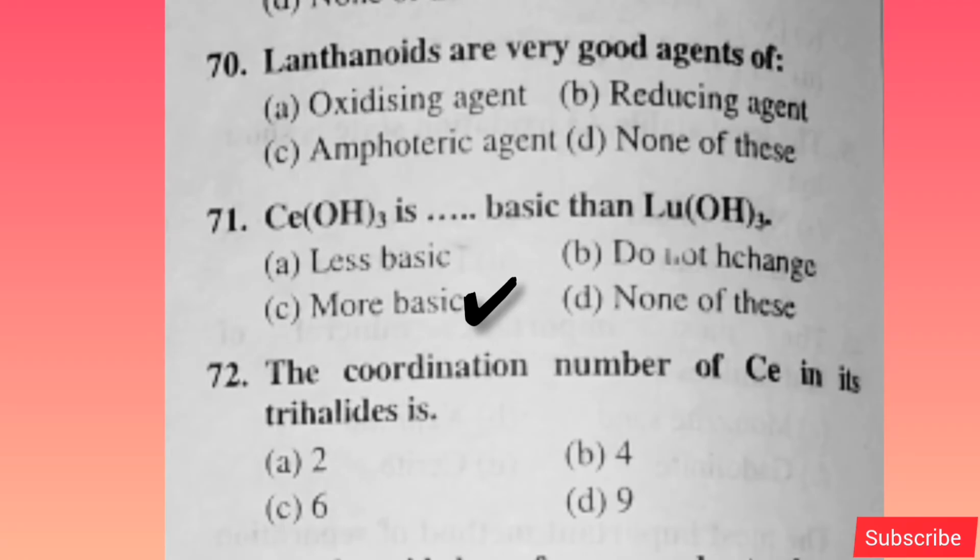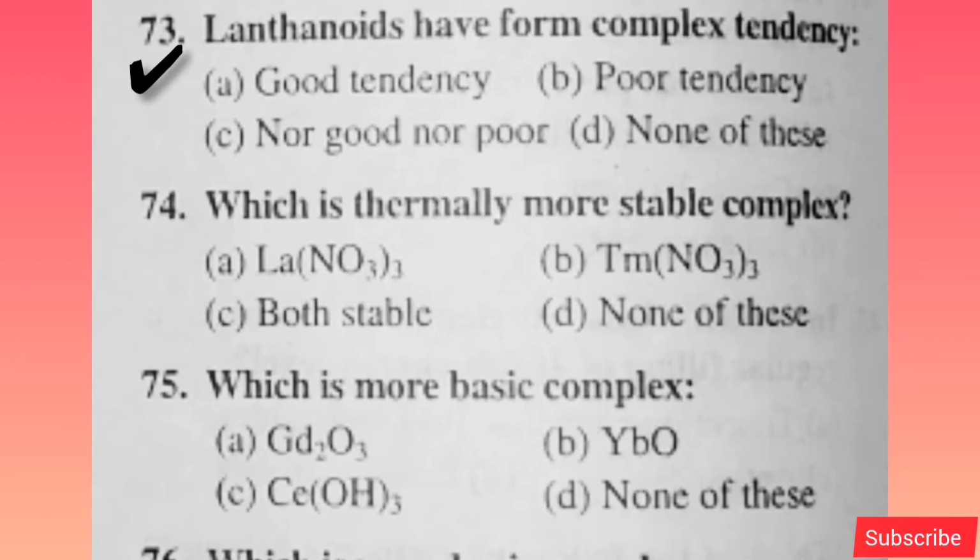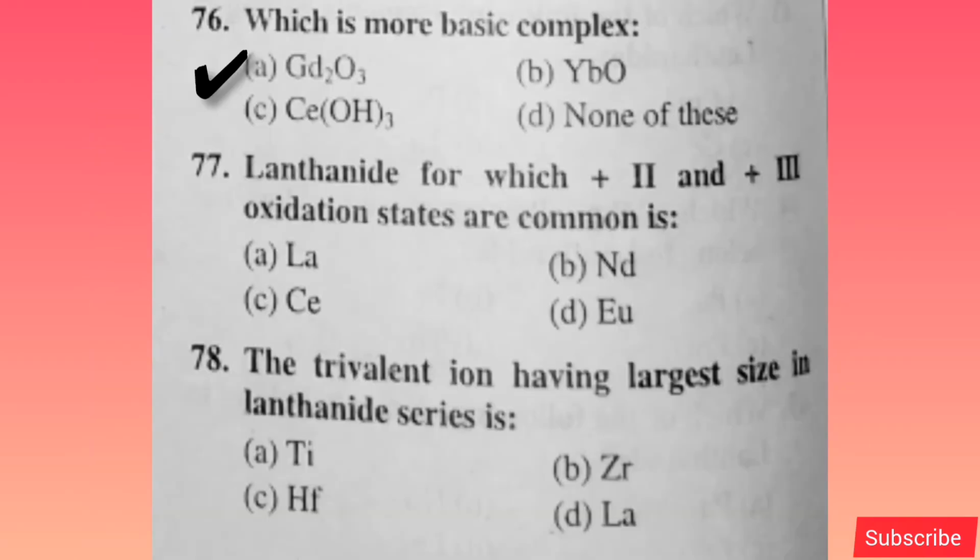Option C is correct. The coordination number of Ce in its trihalide is. Option B is correct. Lanthanides have a tendency to form complexes. Option B is correct. Which is the thermally more stable complex? Option A is correct. Which is the more basic complex? Option A is correct. Which is the more basic complex?